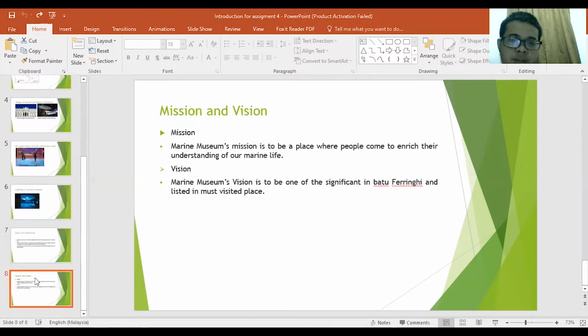Last slide, mission and vision. The marine museum's mission is to be a place where people come to increase their understanding of our marine life. The vision is to be one of the significant attractions in Batu Tinggi and listed as a must-visit place.